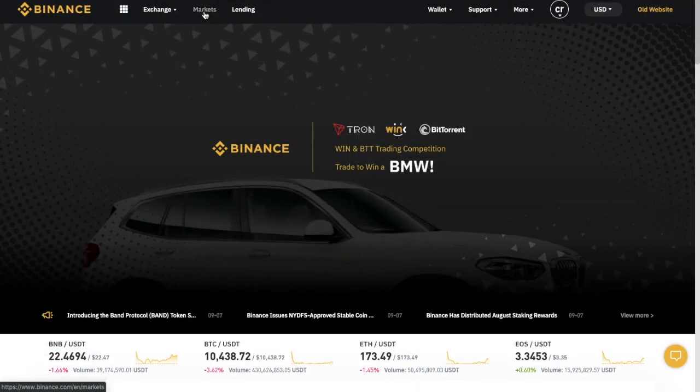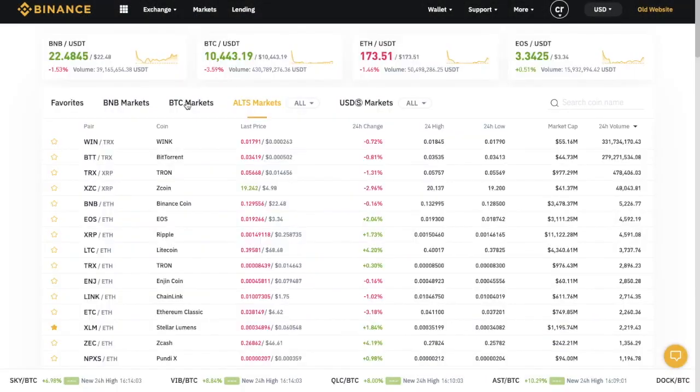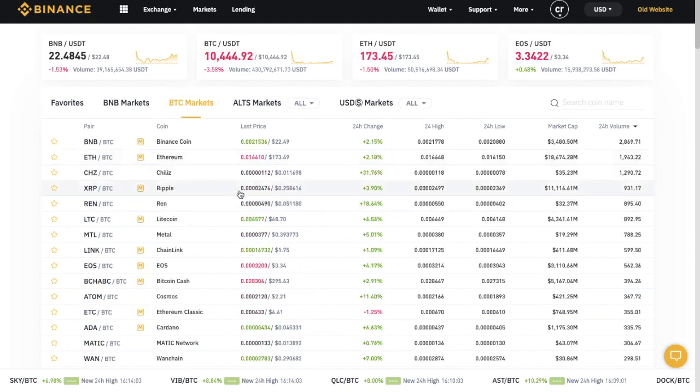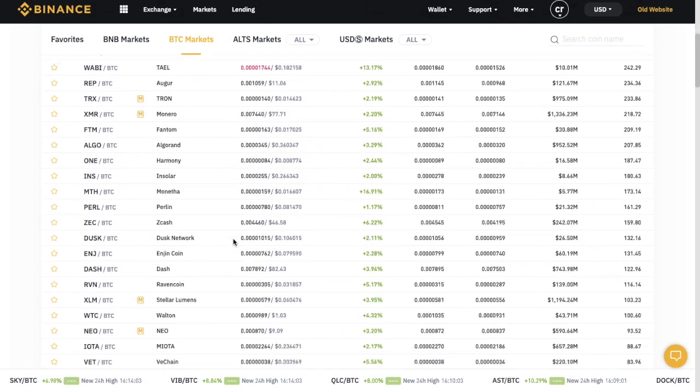So what we can do is just take a look at the markets. And you can see there are different types of markets and crypto pairs that you can trade with. So you have the likes of your Bitcoin market, and you can see all the different pairings that you have available here, and there's a whole host of those.